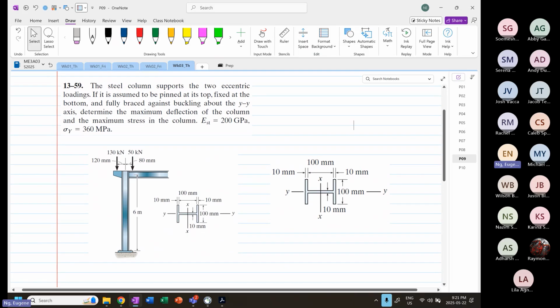The steel column supports the two eccentric loads. It is assumed to be pinned at the top and fixed at the bottom and fully braced against buckling about the YY axis. Determine the maximum deflection of the column and the maximum stress in the column.